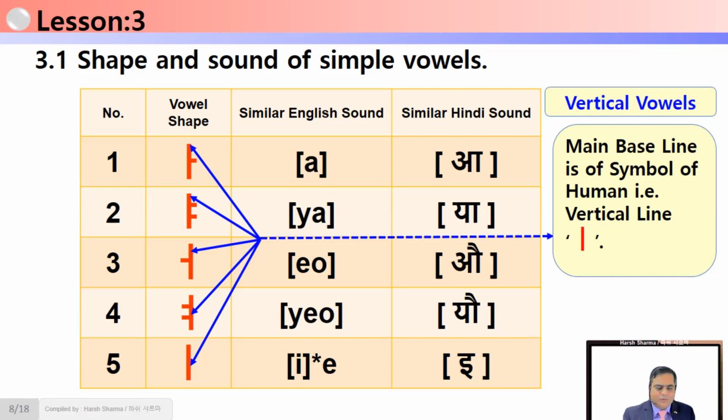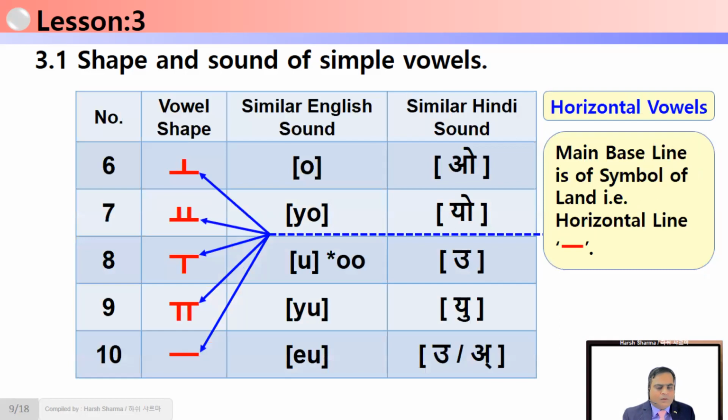Now you are very intelligent, Yoruban. Now you can guess the remaining 5 are horizontal vowels, 6, 7, 8, 9, 10. You can see o, yo, u, you, and eu. They have the baseline, a horizontal line, Yoruban, the symbol of land. They are clubbed into horizontal vowels. Again, the same point: language is very logical, very systematic, very scientific. 10 simple vowels, 5 are vertical, 5 are horizontal.